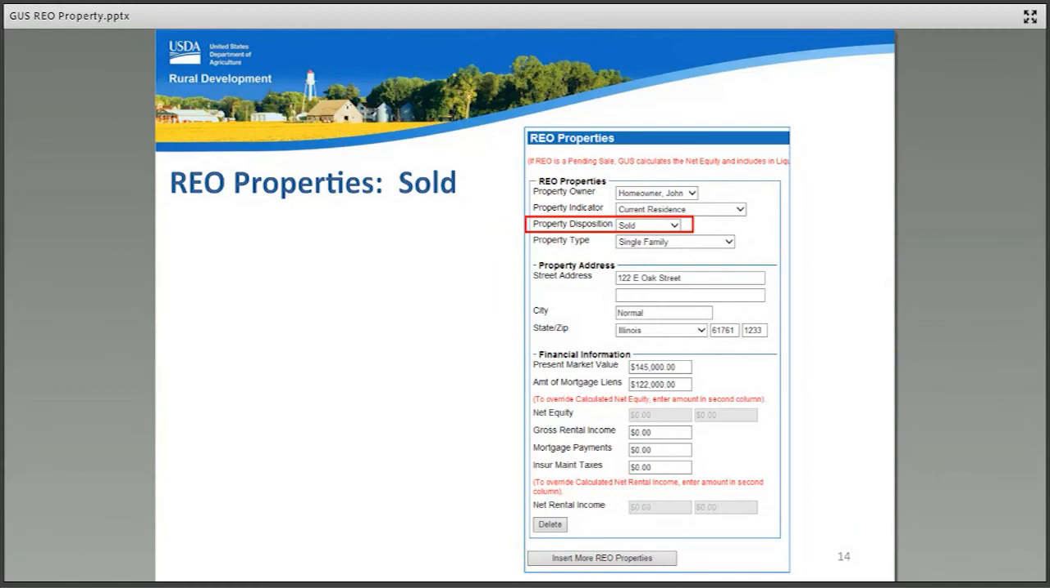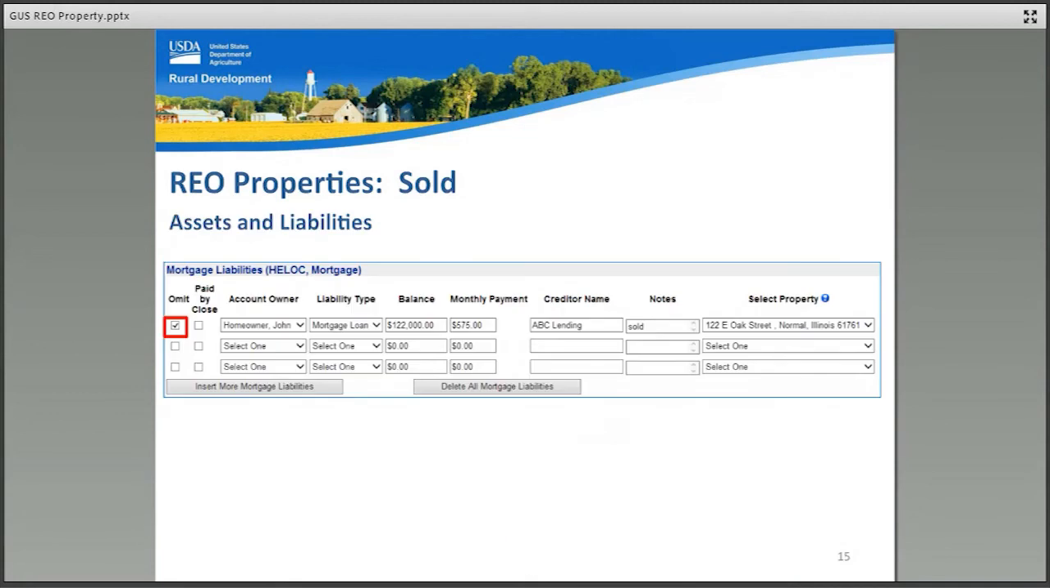The next example is for a property disposition of sold. The property address section is complete. In the financial information section, the user can complete the applicable data fields of present market value and amount of mortgage liens. Notice that net equity was not calculated by GUS for a sold property disposition. Therefore, if net equity or sale proceeds are realized, the user must manually enter these assets on the Assets and Liabilities application page if they are not already reflected in a depository account.